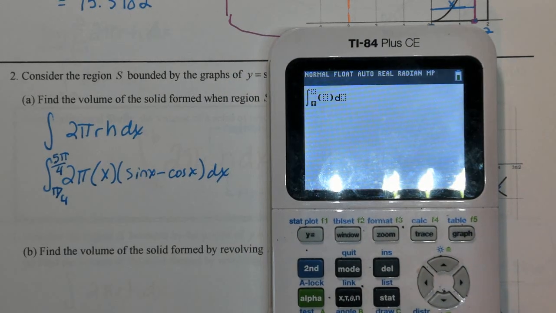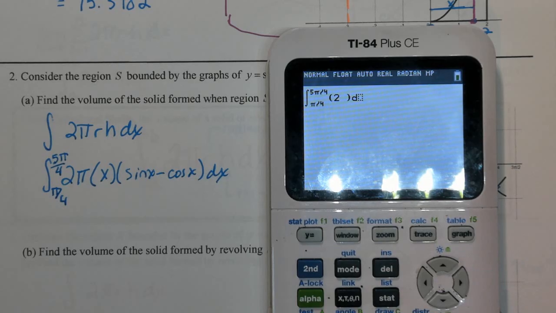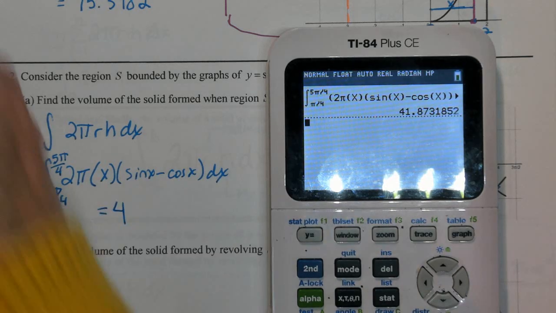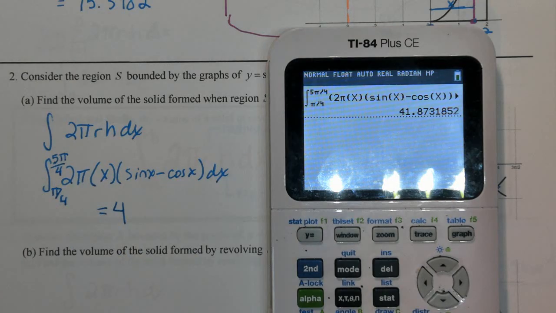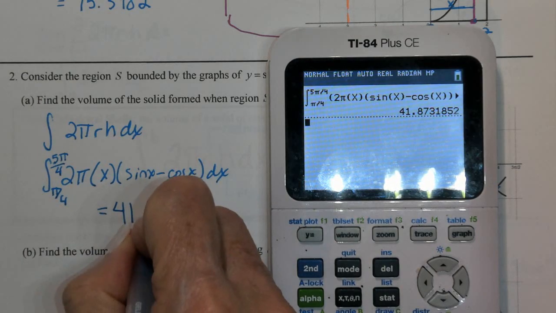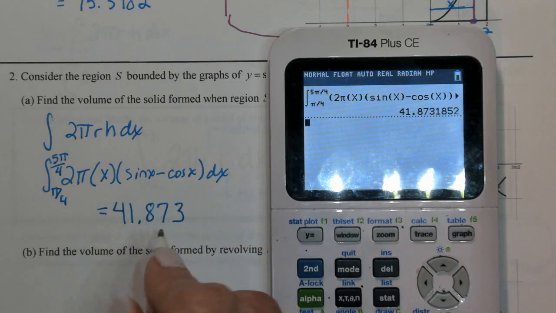Math 9, pi over 4 to 5 pi over 4, 2 pi times x times sine x minus cosine x. Another reason I like this method is because I don't have to square anything, and that is something that I find students tend to forget when they're putting things into their calculator.